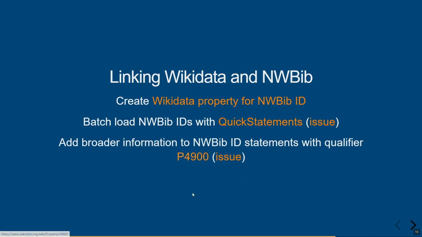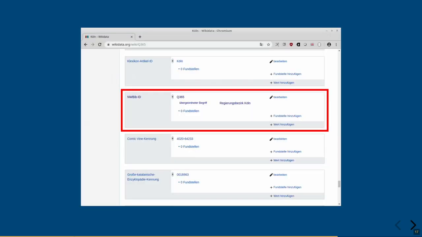We also moved to using a qualifier on this property to add the broader information there. So I think people won't mess around that much with this, as with the P131 statement. So this is what it looks like. This will go to the classification where you can then start a query.